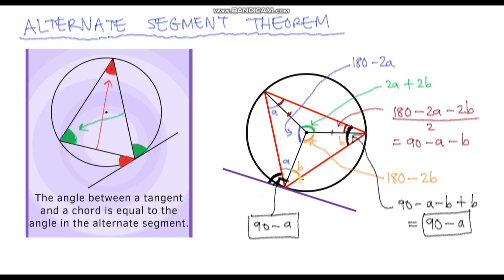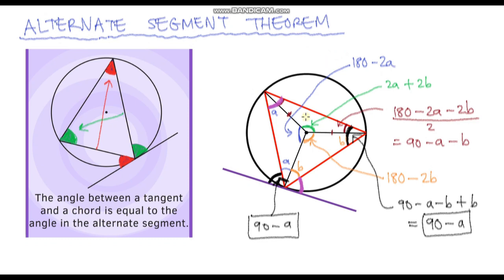And again, it would work for this angle over here. So let me just highlight or draw in this angle. If we were to go through the same business, that would be the same as this angle over here. And that is known as the alternate segment theorem.